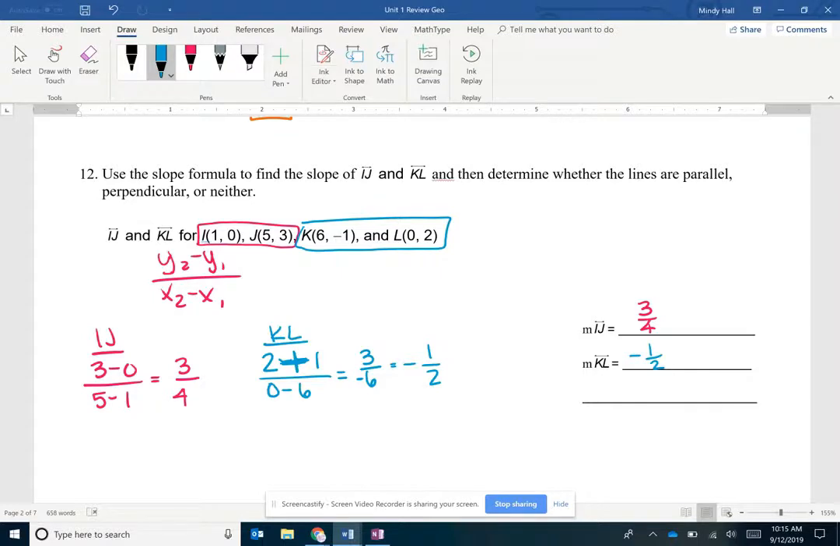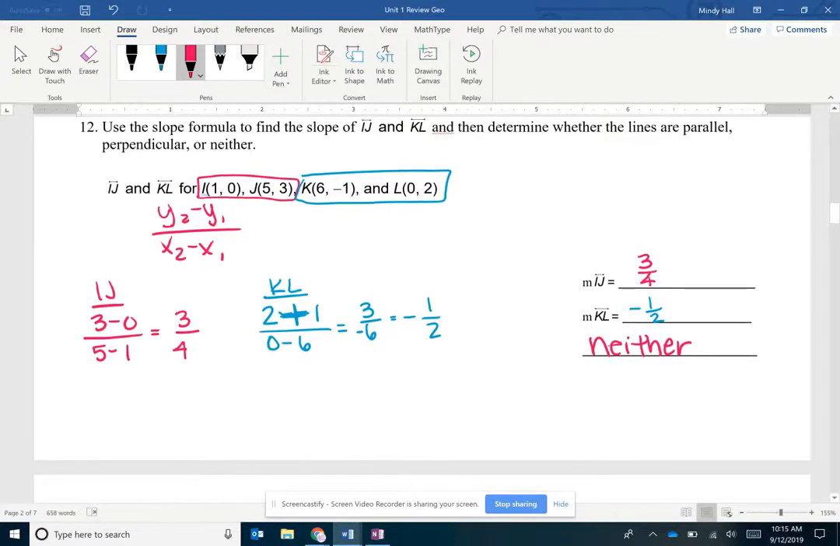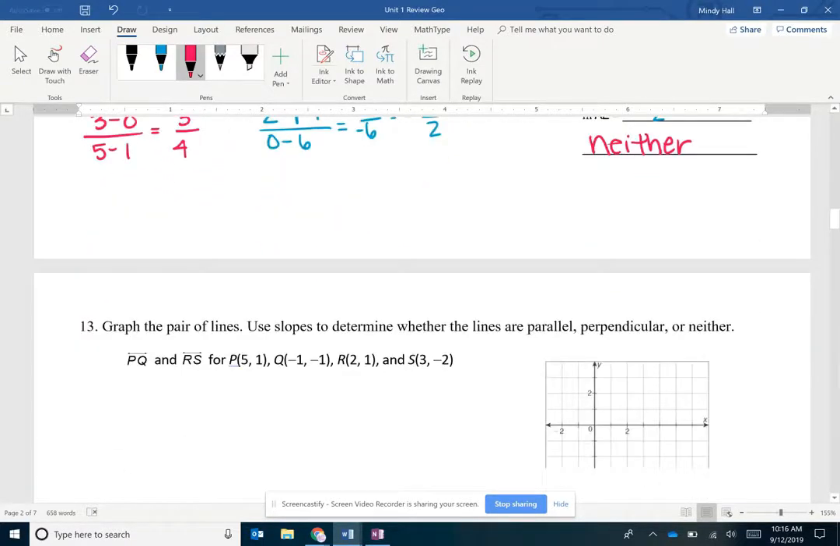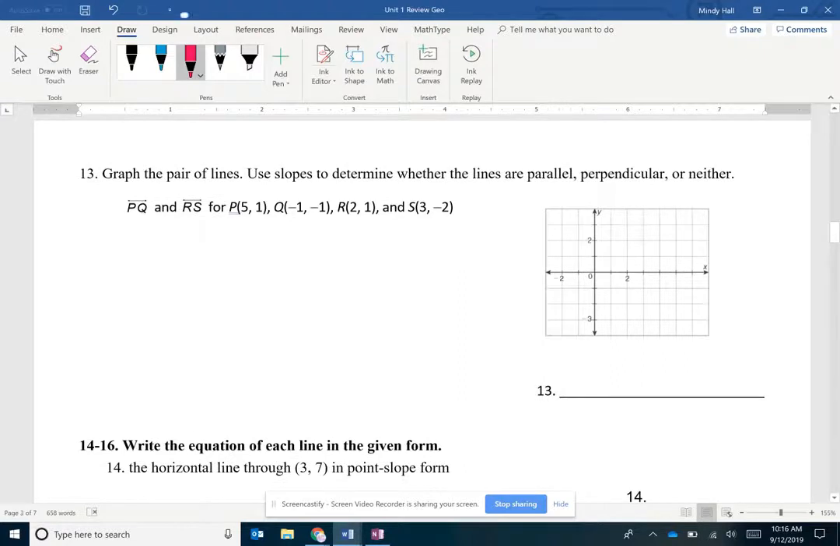So since these are not the same slope and they are not opposite reciprocals, this is going to be neither. These lines will eventually run into each other, but in the case of parallel or perpendicular, it is neither of those. Okay? So now we are going to graph.